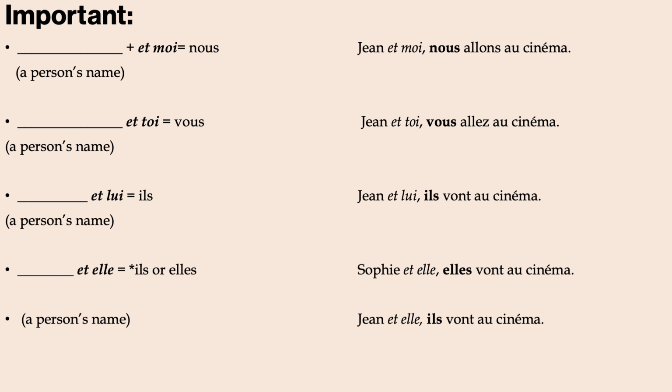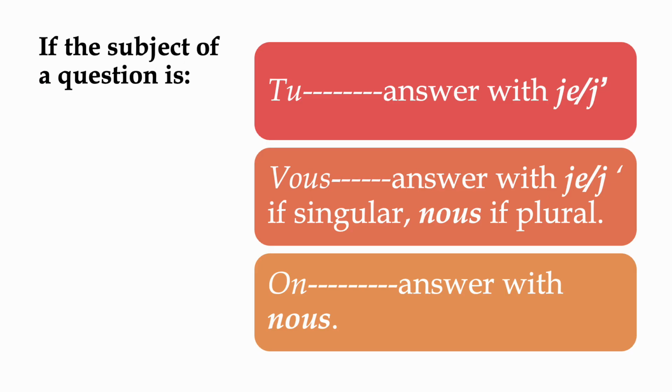Anytime in a question you see à moi, you're going to want to answer with nous. With à toi, you're going to want to answer with vous, depending on the situation, lui, and elle. Okay? If the subject of a question is tu, answer with je. If the subject of a question is vous, answer with je if singular, nous if plural. If the subject of a question is on, answer with nous.